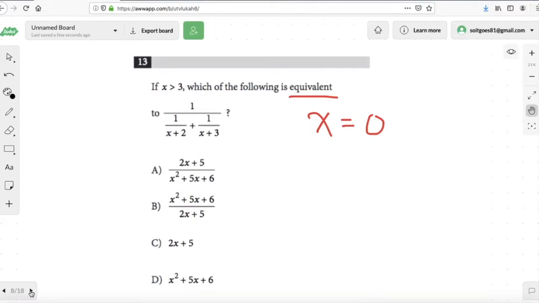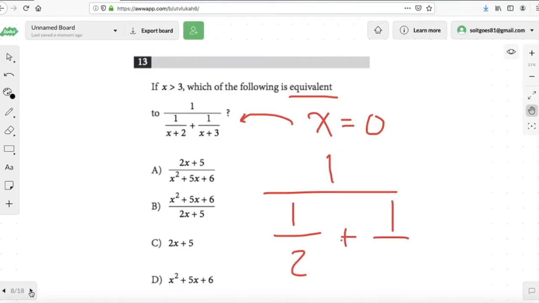So if x is 0, let's plug that into this expression and find out what that equals. I'm going to start working that out on the whiteboard, but I need your help to solve it. So we get 1 over, what's 0 plus 2? 2. Plus 1 over, what's 0 plus 3?